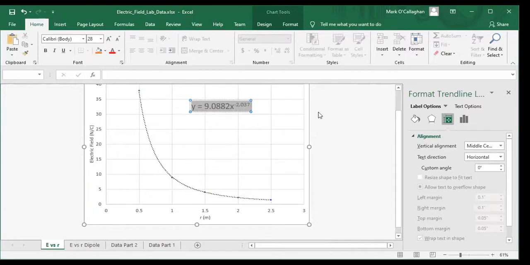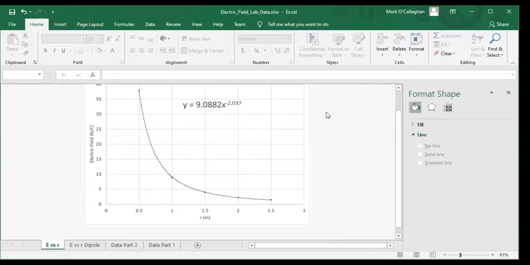All right, so my power equation says that y equals 9.0882 x to the -2.037. That's what that says. So I can start answering some questions. Again, I'm going to want to turn in a graph that looks a lot like that. And so your number 8 says, plot E versus R. Does your graph show the behavior of the electric field with the distance that's predicted in problem 1? Well, how would I answer that question?